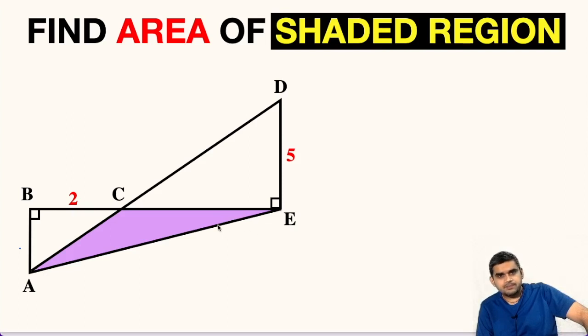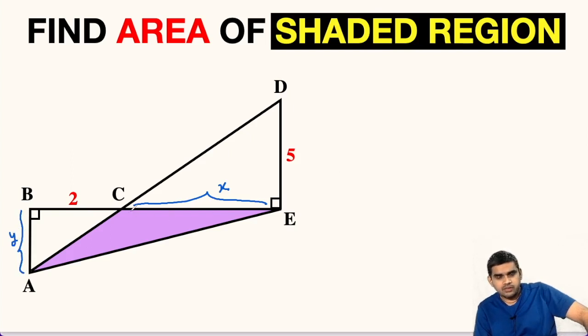In this question, we are asked to find the area of the shaded region. So this shaded region is a triangle. So let us name this side as X. Also, let us name this BA as Y.